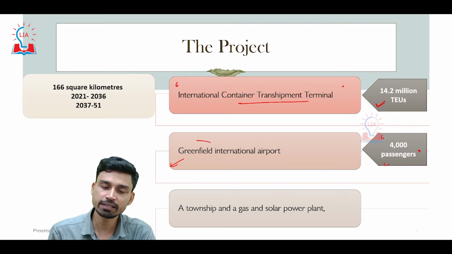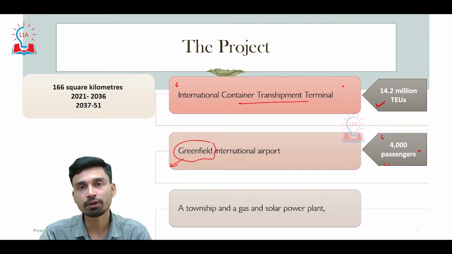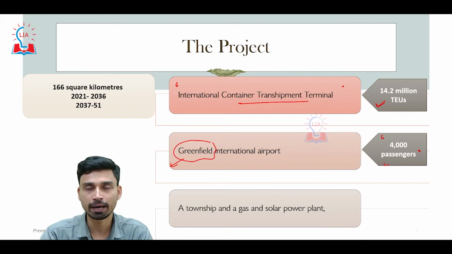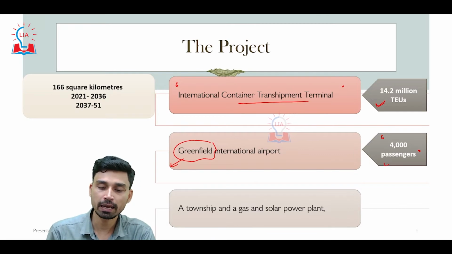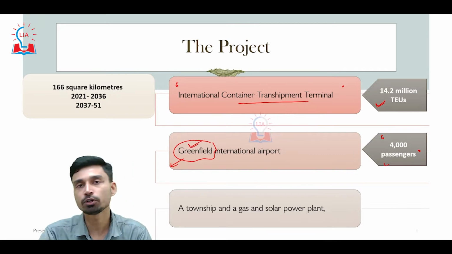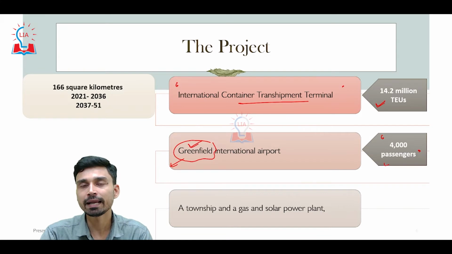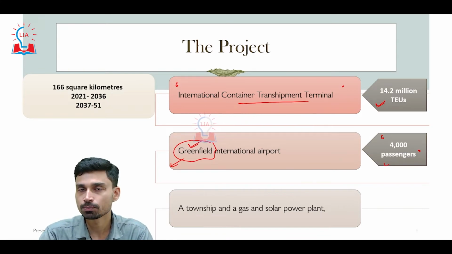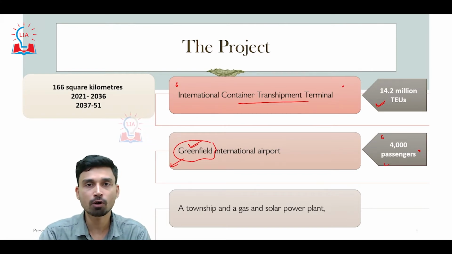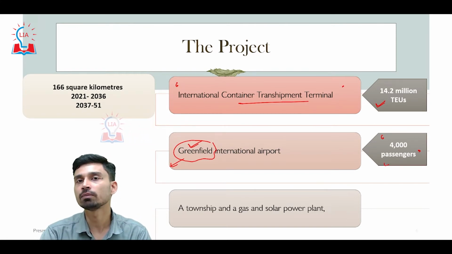Now, what is a greenfield international airport? All of us are aware of an international airport, that is, the airport from which international flights take off and arrive. As far as the greenfield airport is concerned, we can divide any project into two types. One, we have greenfield projects. Greenfield projects are projects where the construction is done from scratch. That means there is no existing structure, there is a plain area or a forest area, and everything has to be done from the very beginning.